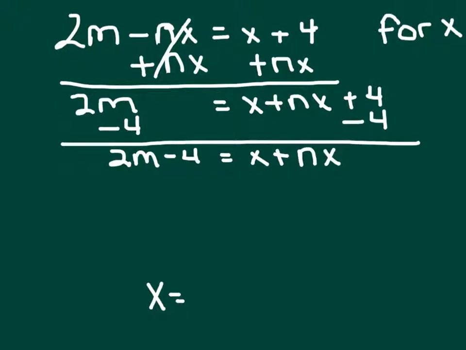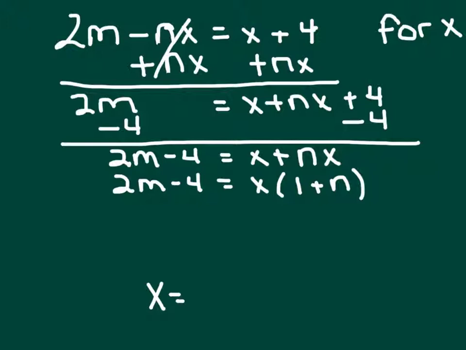Now, we've got two x's over here, but if you notice, we've got a possibility of factoring those out. If you've got an x in this one and an x in this one, that means that you can factor it out. So let's rewrite this equation as 2m minus 4 equals x times 1 plus n, because x divided by x gives you 1 and nx divided by x gives you n.